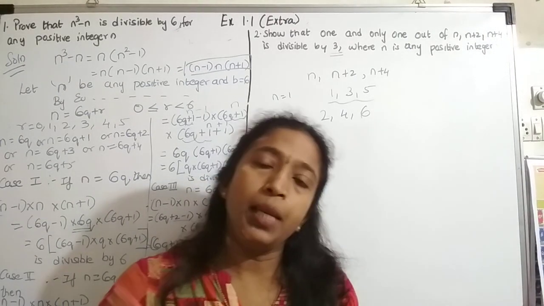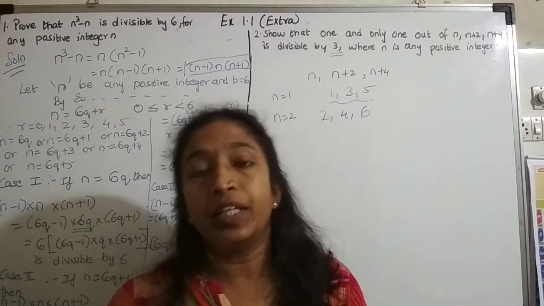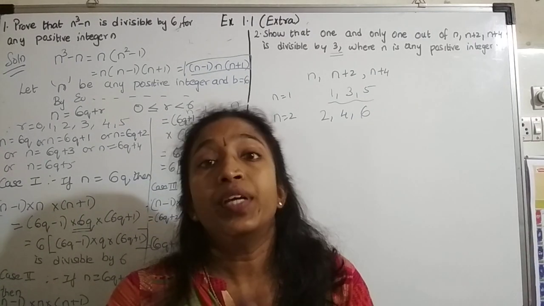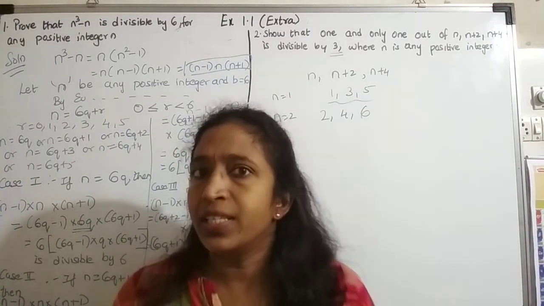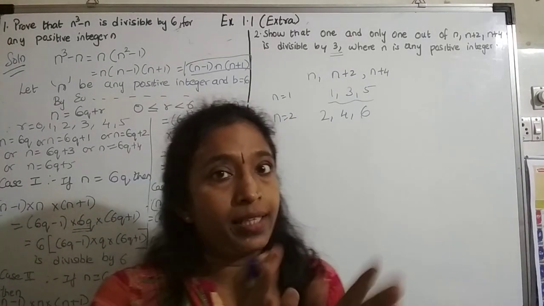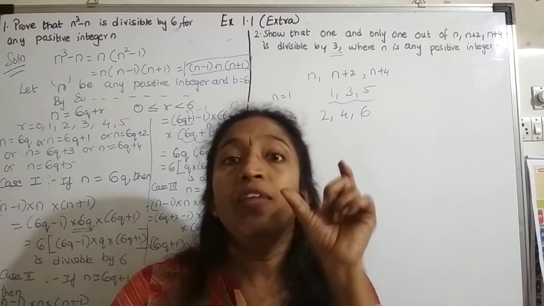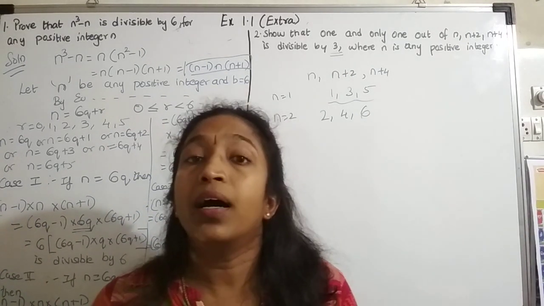So here n, n plus 2, we all know that in an even set of integers or an odd set of integers, the difference is always 2. So here they are trying to say either an even set of integers or an odd set of integers, when you take a set of 3, that is 3 consecutive numbers n, n plus 2, n plus 4, only one number will be divisible by 3.